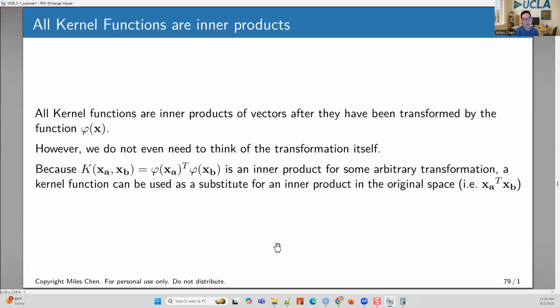And so all of these kernel functions are inner products of vectors after they've been transformed, but you don't need to think of the transformation itself. We can just take this inner product, okay, and anytime we see xa transpose xb, we could substitute the kernel function there, okay? And this will basically apply the kernel function and do the equivalent math in this transformed space.